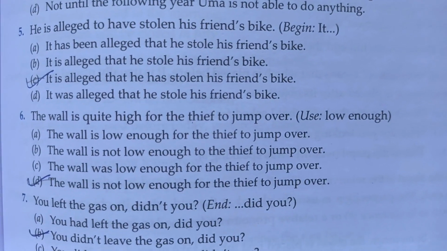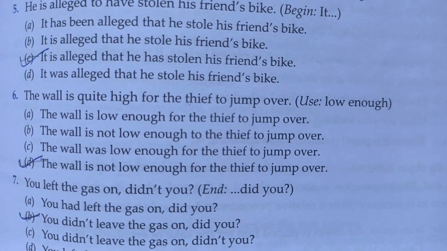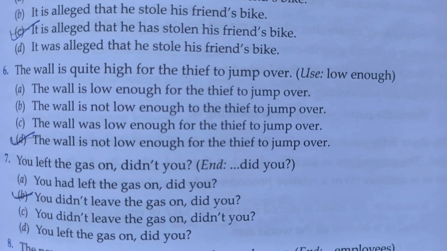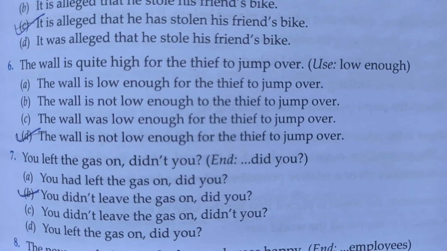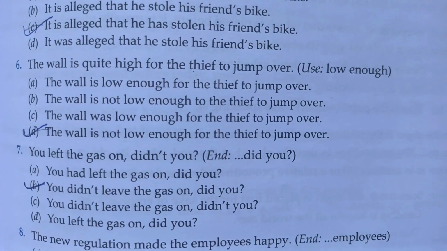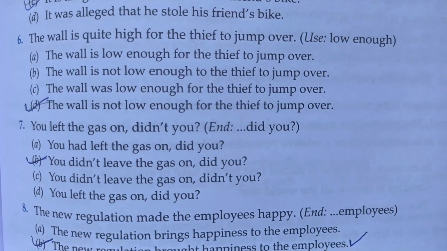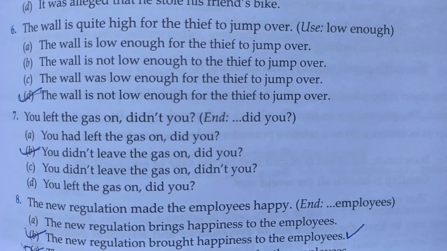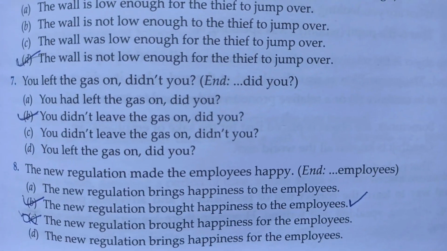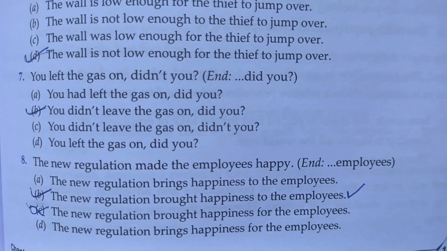Number 6. The wall is quite high for the thief to jump over. So here it used low enough. So option D is correct. The wall is not low enough for the thief to jump over. Number 7. You left the gas on, didn't you? So here option B is correct. You did not leave the gas on, did you?